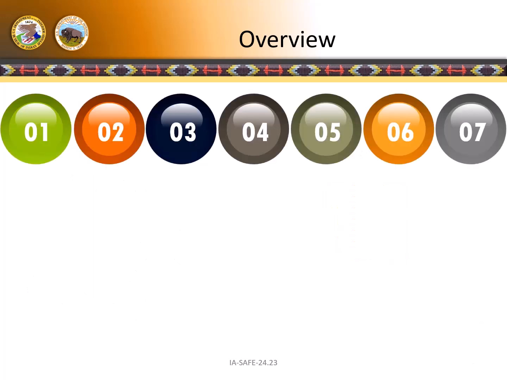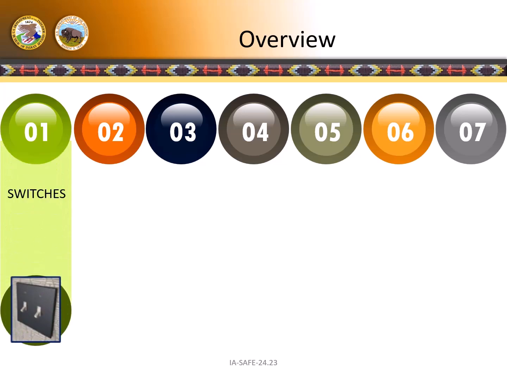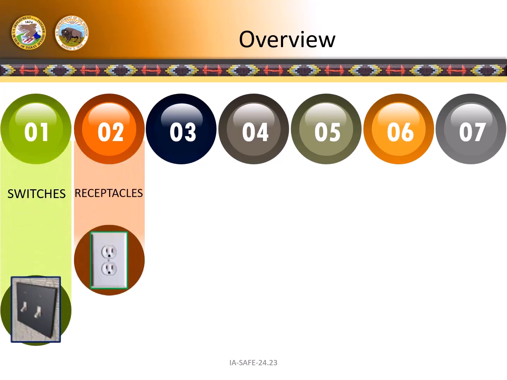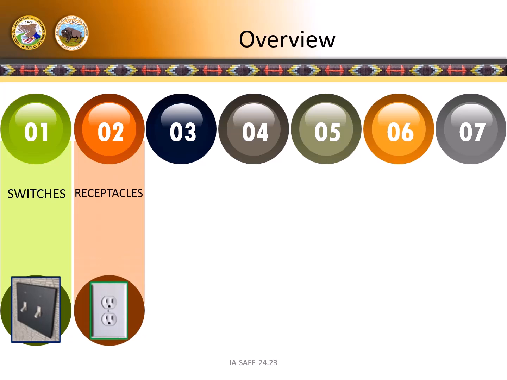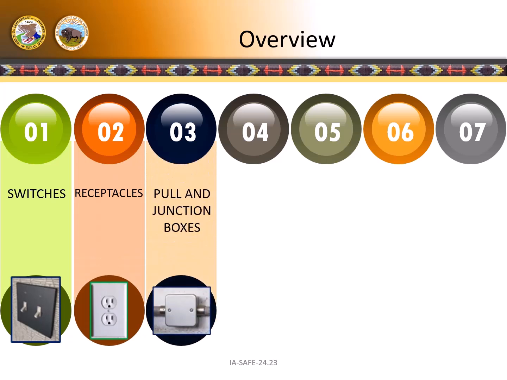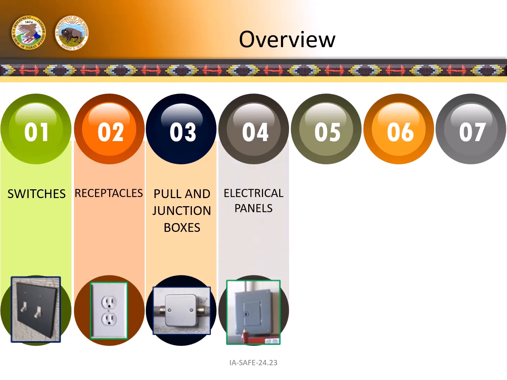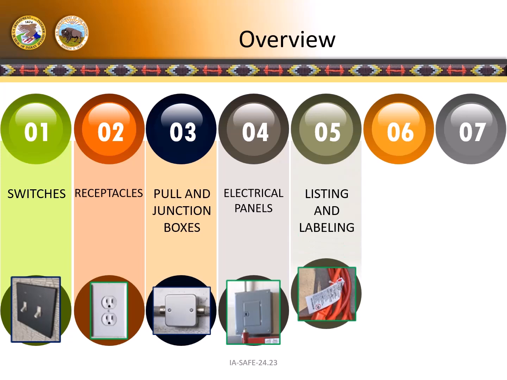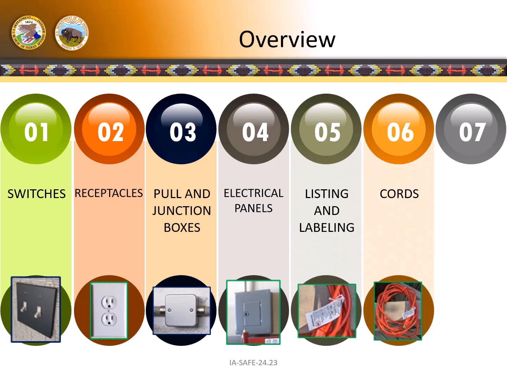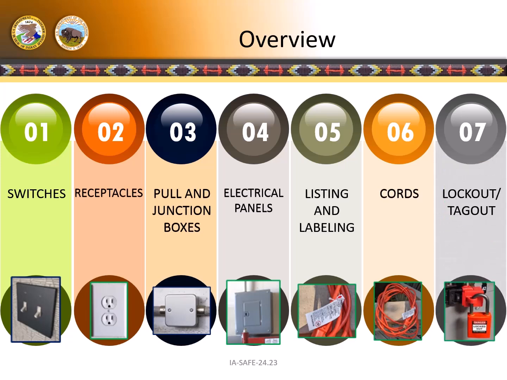These are 7 common electrical hazards found in the workplace. 1. Switches. 2. Receptacles. 3. Pull and junction boxes. 4. Electrical panels. 5. Listing and labeling. 6. Cords. 7. Lockout tagout.